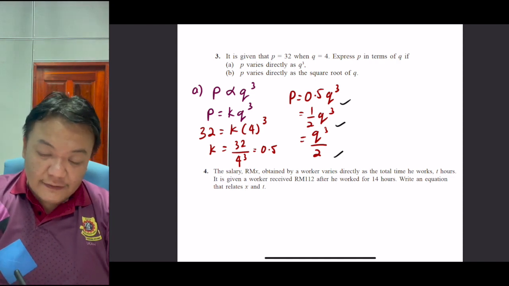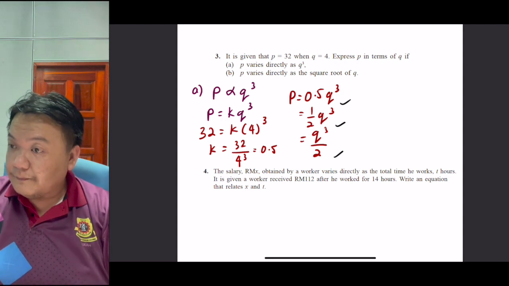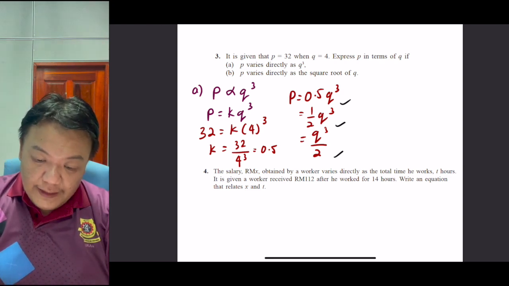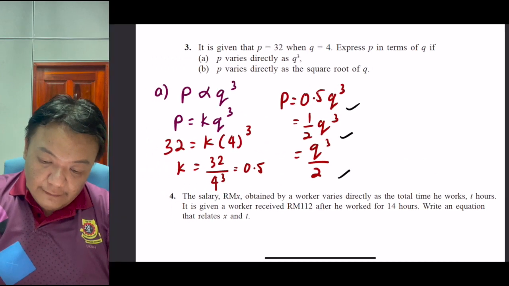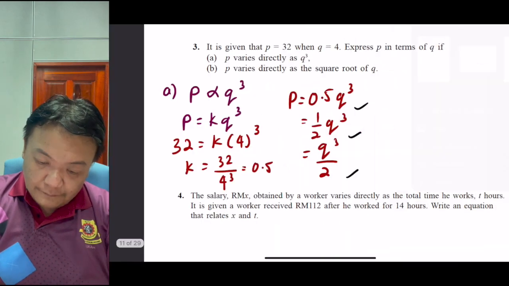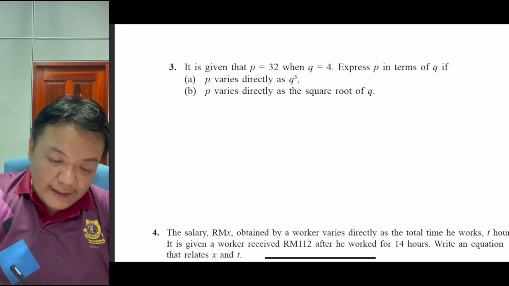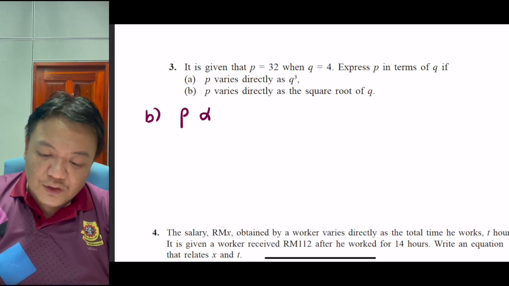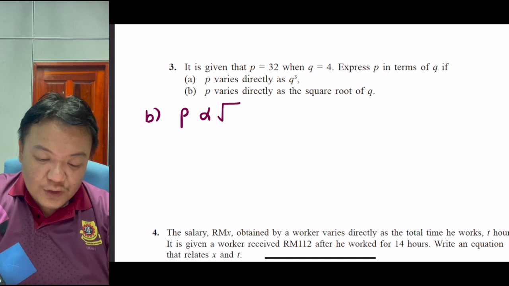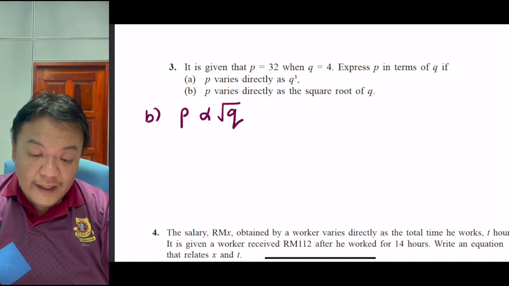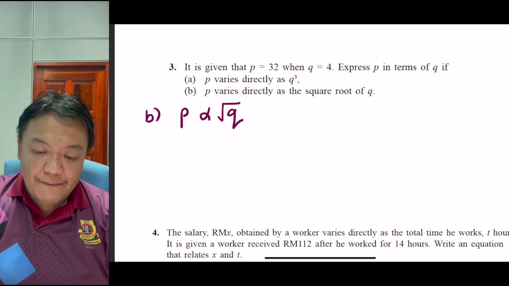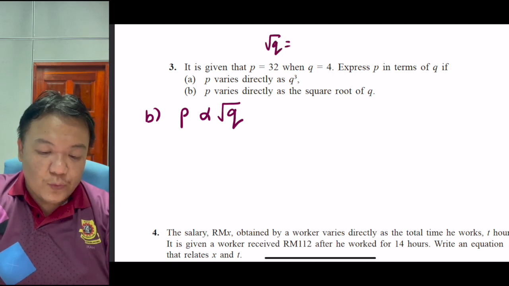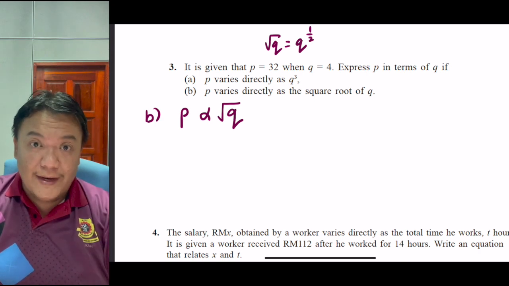Next for B. P varies directly as the square root of Q. So square root of Q, you can write it as square root of Q, or Q power of 1 over 2. It's the same thing. Square root of Q is equals to Q power of 1 over 2. You can write it both ways, no problem.